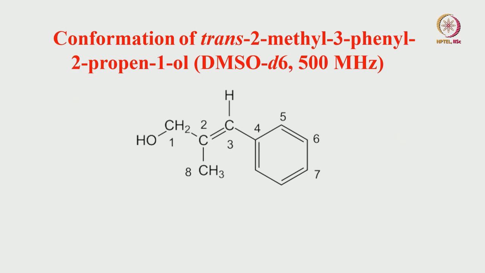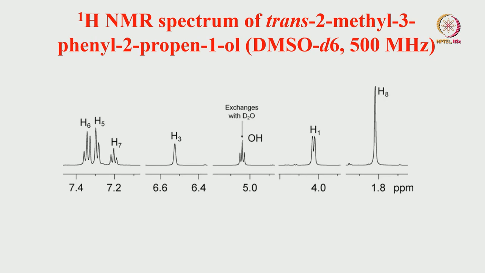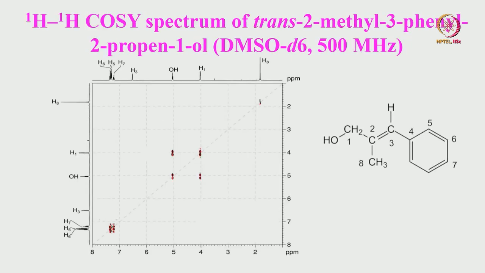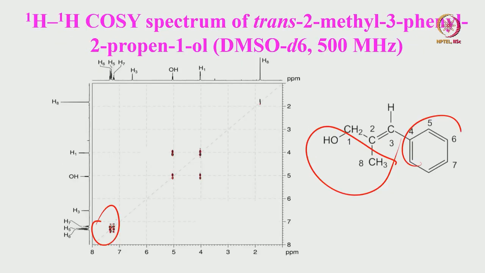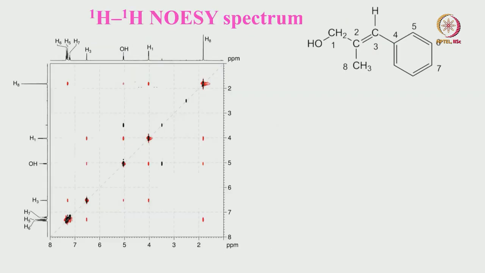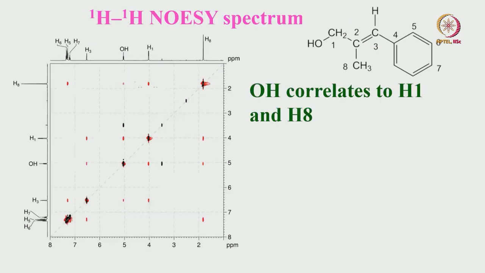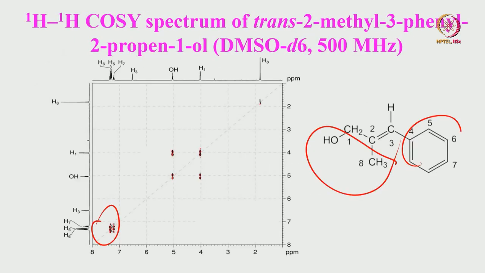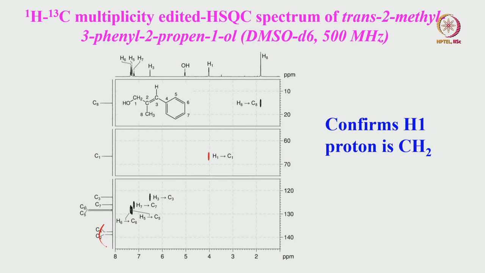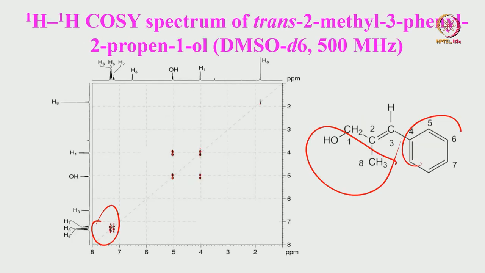And I will quickly show you, this is the 1D spectrum. Very easily you can analyze this one, there is no difficulty. Take the cross peak, the COSY peak here, this is the alpha phenyl group, you can identify it in the COSY. Okay, this is the phenyl group, these two are correlated to each other. Then there is a correlation among only these groups here.